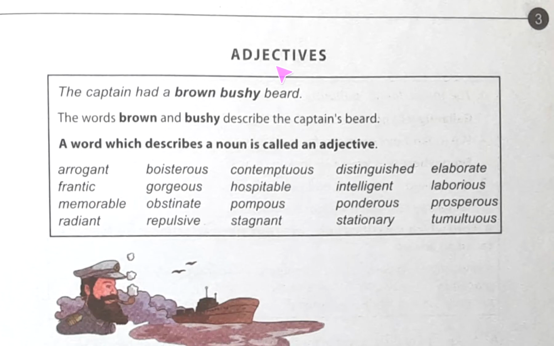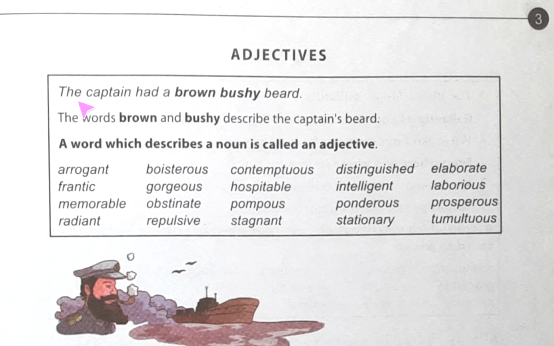Hello, today I am going to discuss Junior English Book 4, page number 3, and today's topic is adjectives. You have already read it several times. You know an adjective is a word which describes a noun and pronoun. So let's read what is written over here.